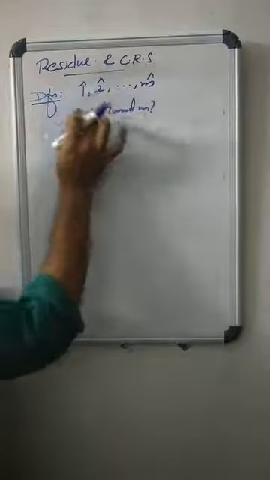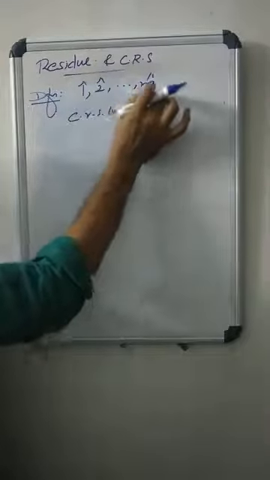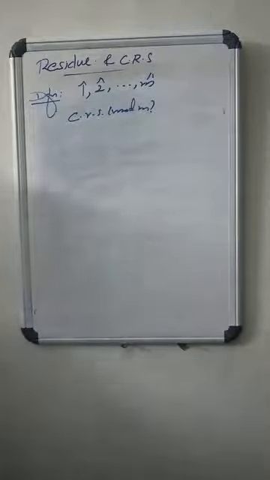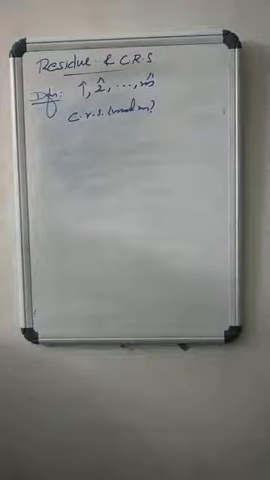There are m elements, one from each residue class. One is from 1-cap, the other is from 2-cap, and so on. One from each residue class is called a complete residue system mod m.